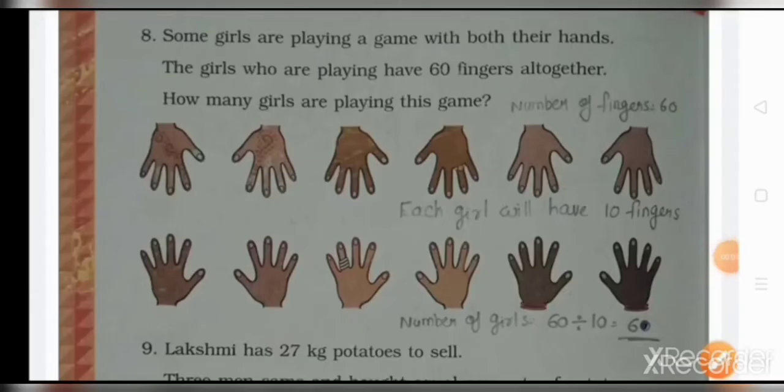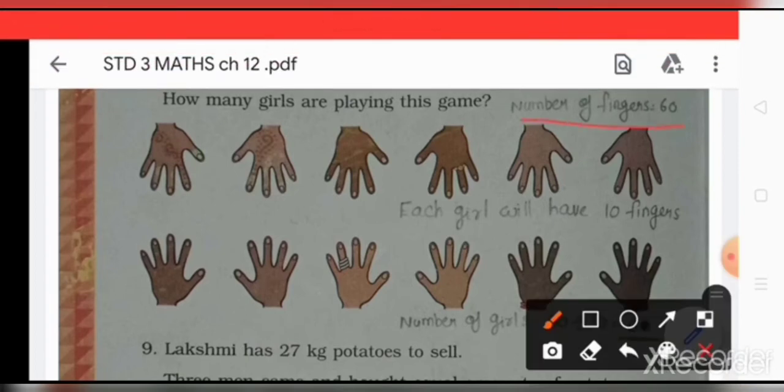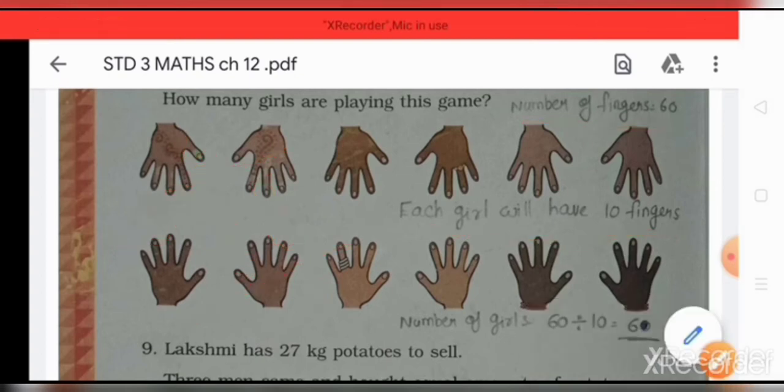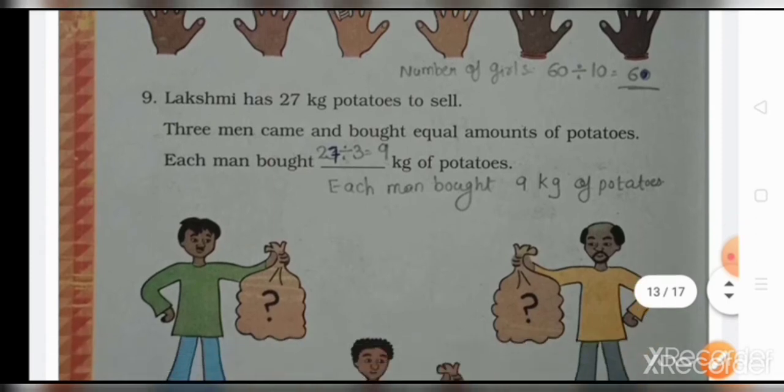Some girls are playing a game with both their hands. The girls who are playing have 60 fingers altogether. How many girls are playing in this game? Then number of fingers is equal to 60. And each girl will have 10 fingers. Then 60 divided by 10. In the 10 table, how many times does 60 come? 6 times. 10 6s are 60. Then the answer is 6. Then number of girls is equal to 6.